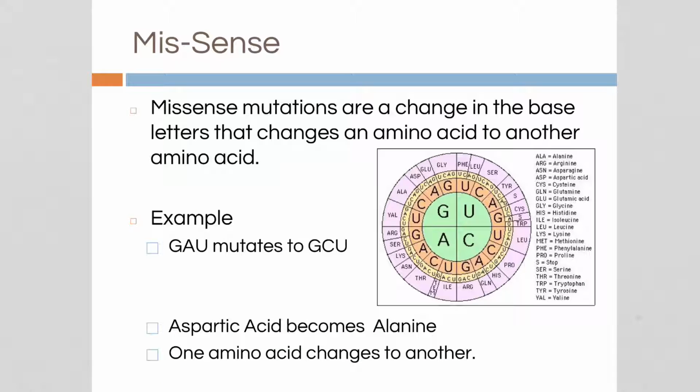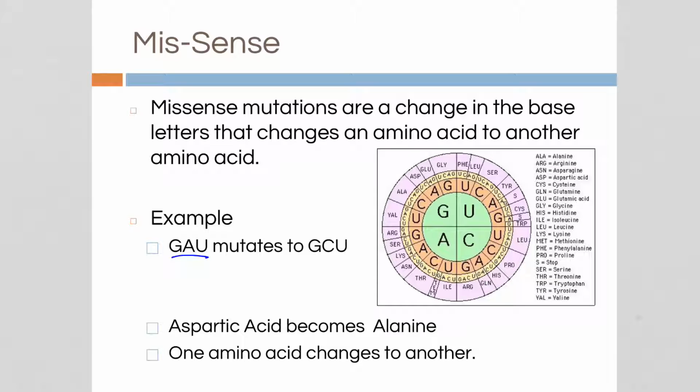Let's look at another example. This is called a missense mutation. And this is when there's a change in the base letters that changes an amino acid to another amino acid. So let's take a look at this. We might have a codon, GAU. Let's say that A mutates to a C over here. So now we have GCU. Again, that's a 1-letter switch, but let's see what the effect is.